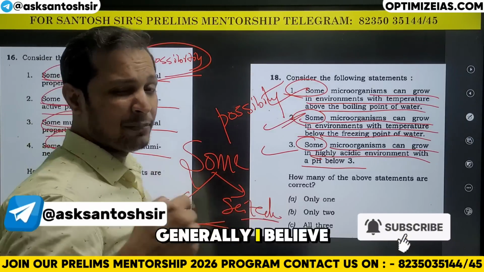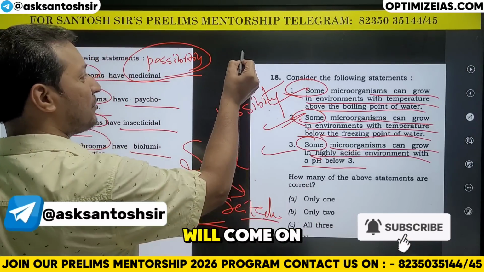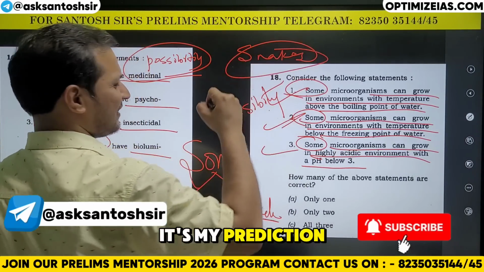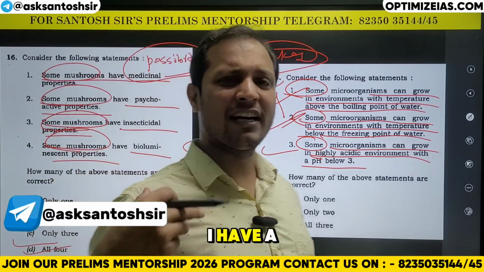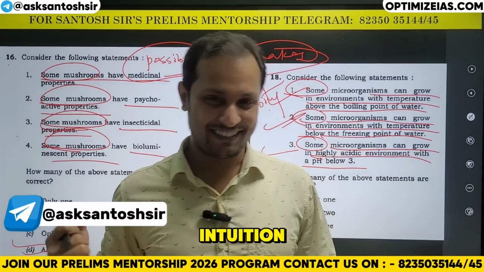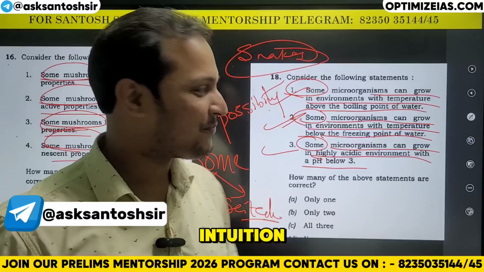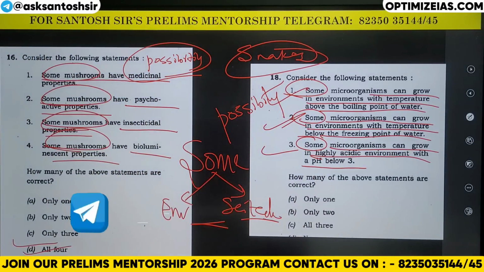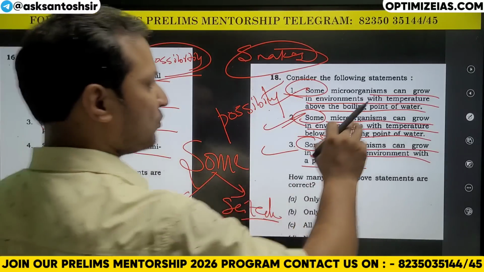Generally, I believe this year, question will come on snakes. It's my prediction. Okay, I have a gut feeling, intuition. Let's see what comes in the exam. So okay, this technique everyone understood? Everyone understood this technique, guys? Okay, some means possibility, correct. Let us move forward.